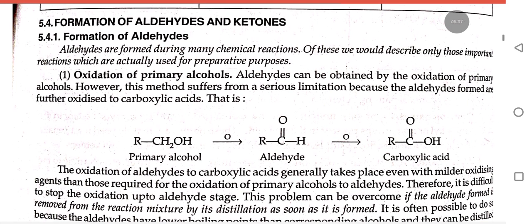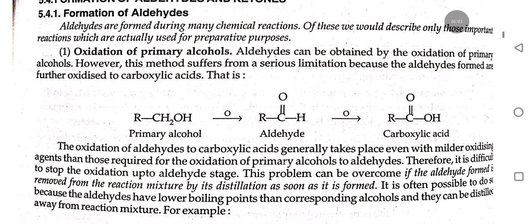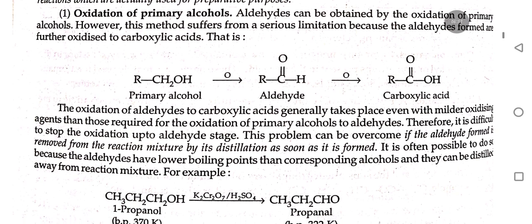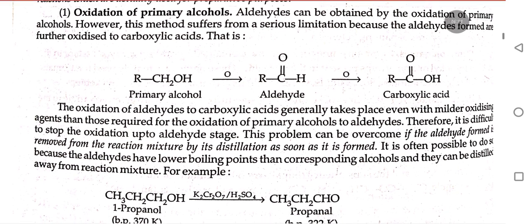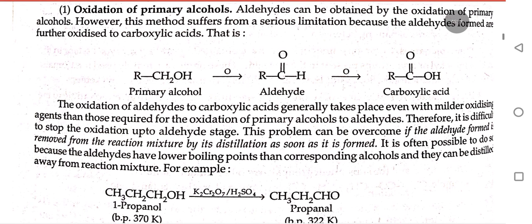However, this method suffers from a serious limitation because the aldehyde formed is further oxidized to carboxylic acid. This is primary alcohol oxidized to aldehyde, which is oxidized to carboxylic acid. The oxidation of aldehyde to carboxylic acid generally takes place even with milder oxidizing agents than those required for the oxidation of primary alcohol to aldehyde. Therefore, it is difficult to stop the oxidation at the aldehyde stage.